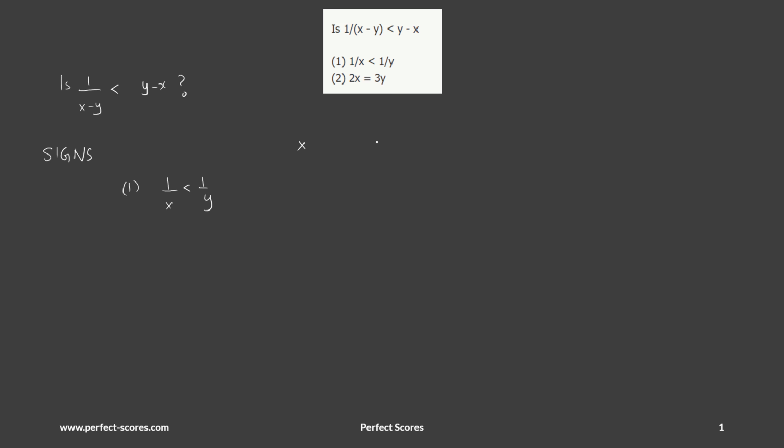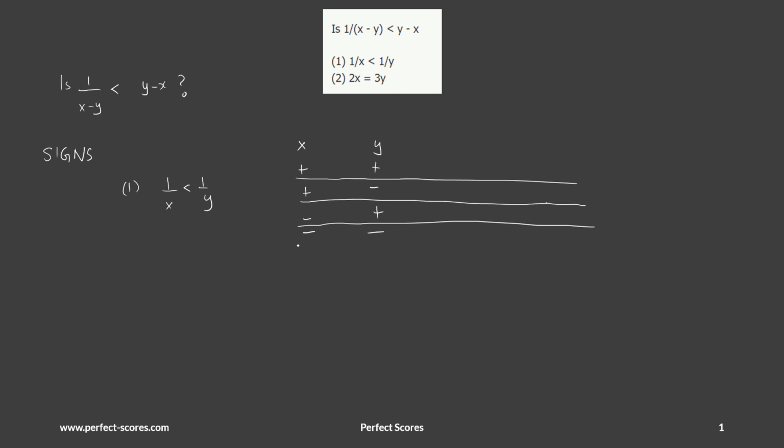Since this is a yes-no data sufficiency question, let me make a table where x can take positive or negative values and y can take positive or negative values. I can make this chart where I get 4 different combinations for x and y, something we've done in our yes-no data sufficiency videos. So if x is positive, y is positive, and so on. We will have 1 over x, which is positive, positive, negative, negative. And 1 over y, which is positive, negative, positive, negative.